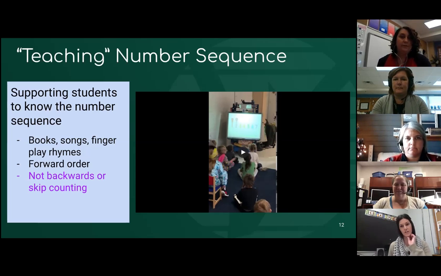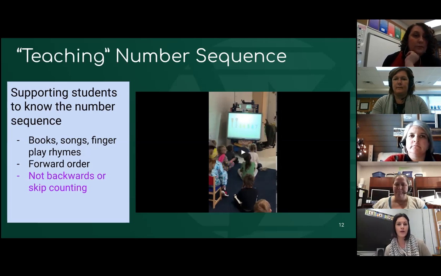Heather, there's a question that just popped up, and Sally was wondering, at what point is it appropriate to begin skip counting with students? So when would that be appropriate for them to be able to do?